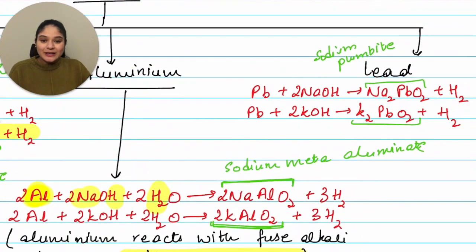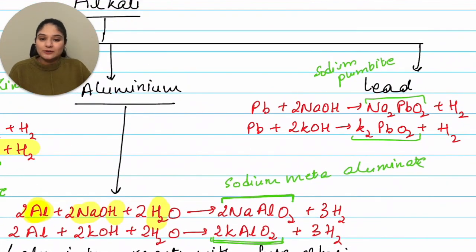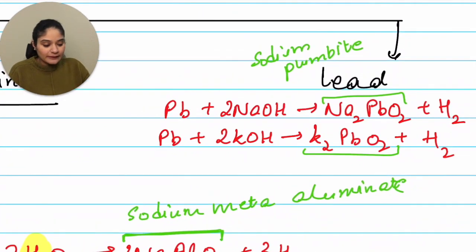Now let's move on to the next part, that is lead. That is pretty easy. You have lead reacting with NaOH giving you Na2PbO2 plus hydrogen gas. If you pay attention, this is also coming out in the same manner. You have hydrogen coming out, so this is your H that is coming out. What are you left with? You're left with Na, Pb and O.